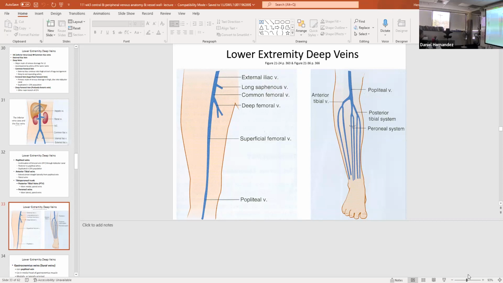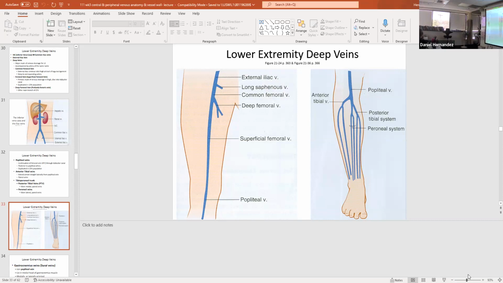So again, just kind of recap, deep veins all have an artery associated with them. Deep veins for the legs: external iliac, common femoral vein. We have the deep femoral vein, which we see a small segment of, but we don't typically image. Continuing down the leg, femoral vein, popliteal vein, anterior tibial, posterior tibial, peroneal. How many do we got? 1, 2, 3, 4, 5, 6, 7, 8.